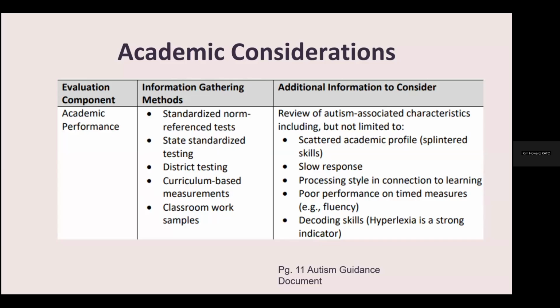And you are using whatever measures are appropriate for your school district. I know this varies from school district to school district. Some school districts have purchased evaluation packages or go through specific companies. Make sure you know what your school district can provide and offer. We're looking at that because some of the characteristics of autism are that scattered academic profile. So splintered skills, they may have slow response or slower processing style. It could be poor performance on timed tests, so if they're under pressure, then it might be more of a challenge. It could be decoding skills.